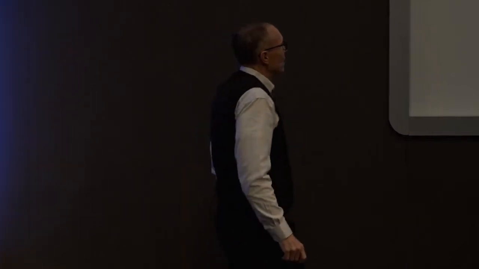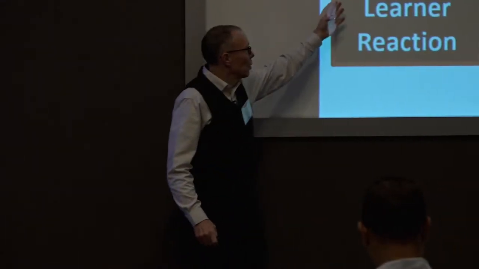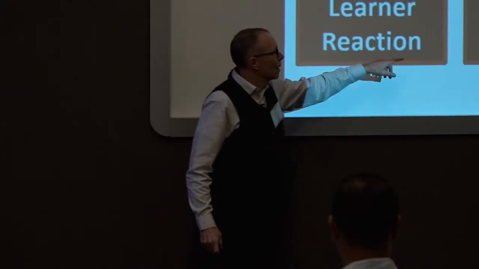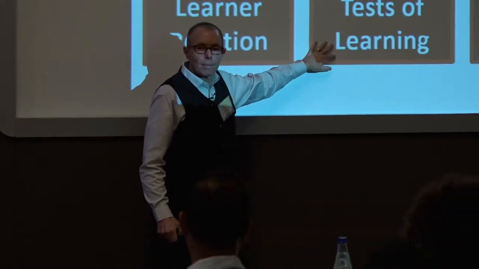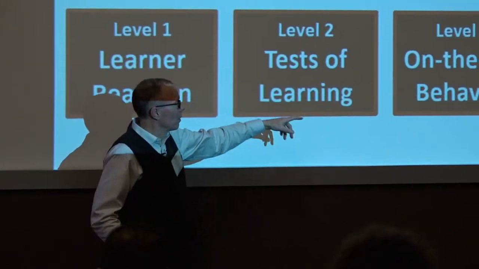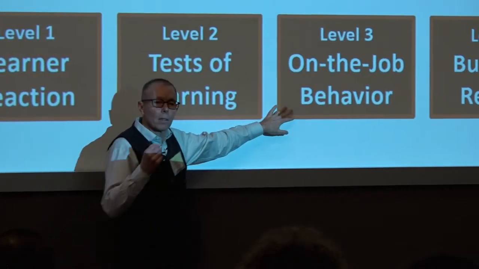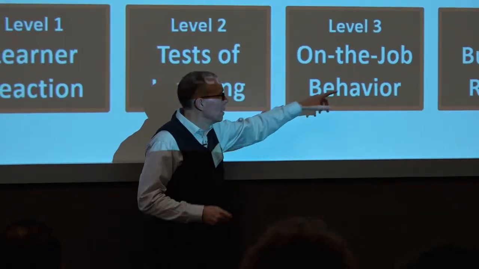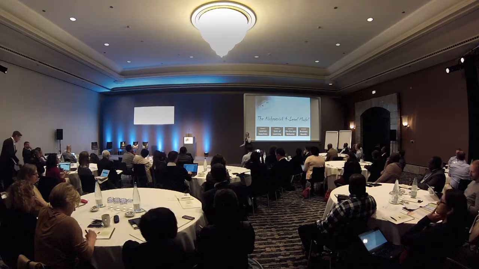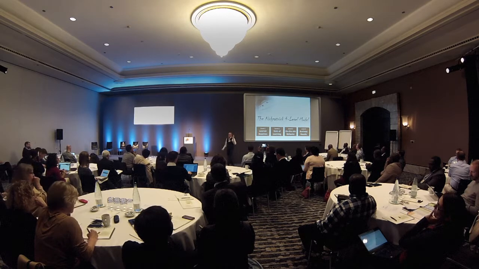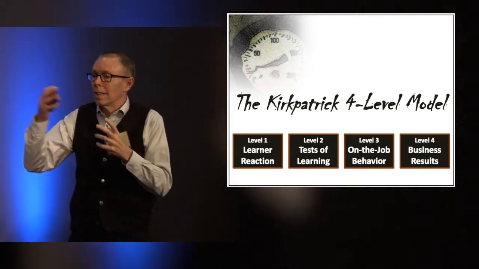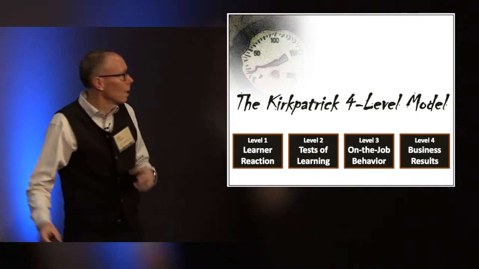It's a 4-level model. So level 1 is the learner reactions. These are our smile sheets. Level 2 is tests of learning. Have the learners understood? Do they comprehend? Level 3 is on-the-job behavior. Are the learners putting things into practice? And level 4 are the business results. That's the term that the Kirkpatricks use, but really organizational results or societal results. Okay?